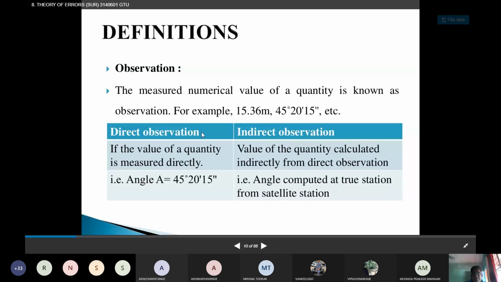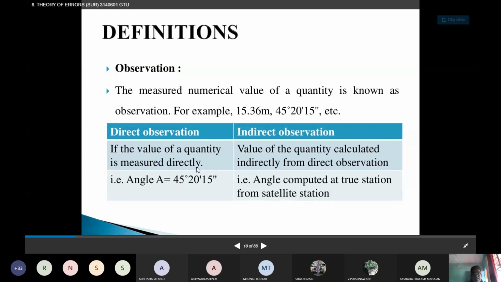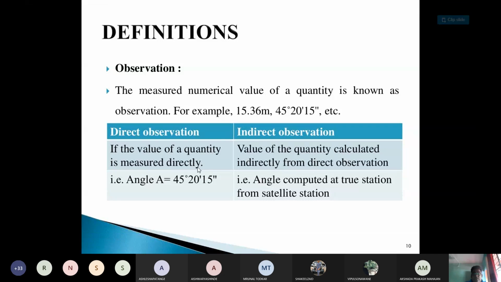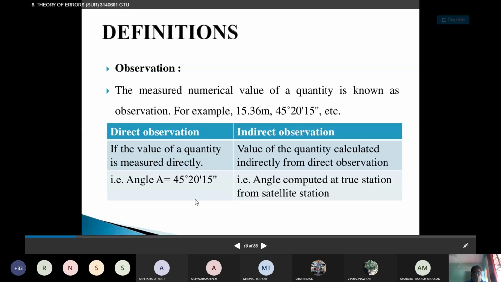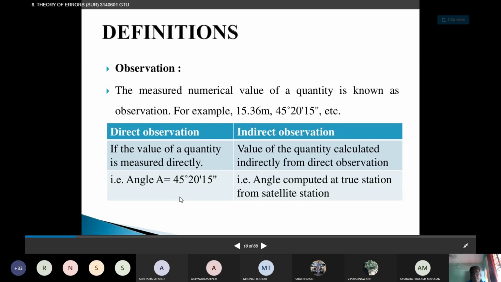Now observations are classified under two categories: direct observations and indirect observations. If the value of the quantity is measured directly, you measure the angle. Suppose there are two stations A and B, and I have to keep the instrument over station O and need to measure the angle AOB. Suppose I directly set the angle over station A as 0 degrees, 0 minutes, and 0 seconds, and immediately we have to move and bisect station B with the help of the clamping screw.